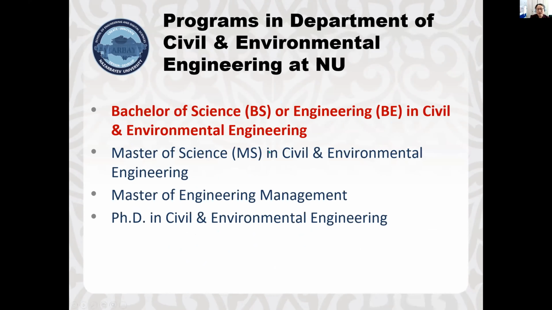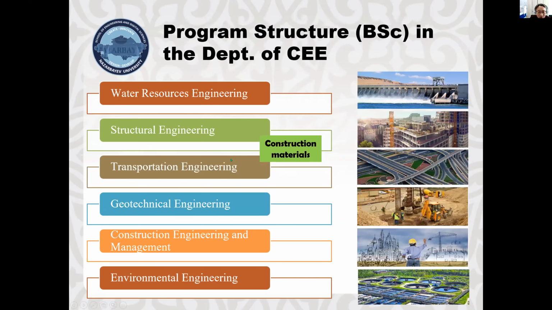In our department, basically there are three main programs. One is the Bachelor of Science or Bachelor of Engineering in Civil and Environmental Engineering. This is an undergraduate program. Today I'm focusing on this undergraduate program. After me, Professor Sajid is going to explain the Master's program and the PhD program, which are graduate programs. And externally, we also have the Master of Engineering Management program. So in our department, we have six main categories.